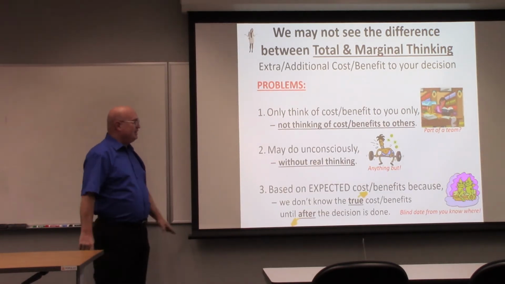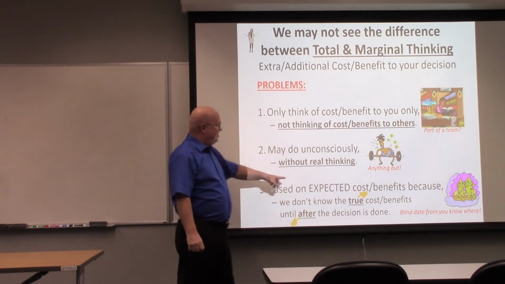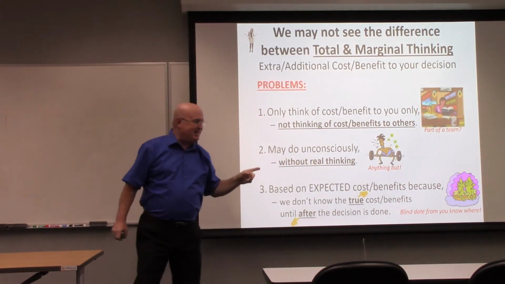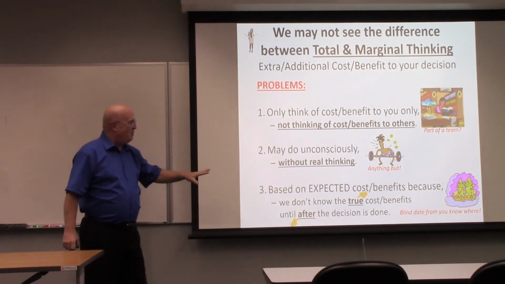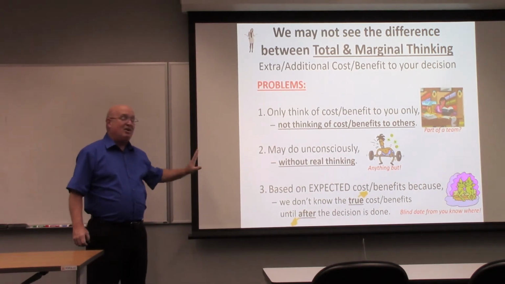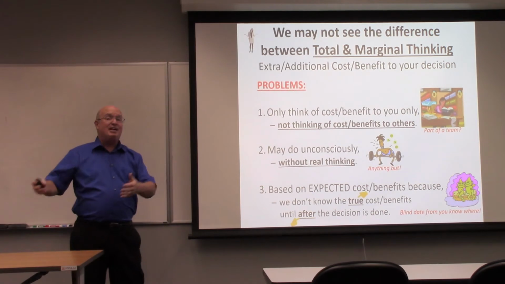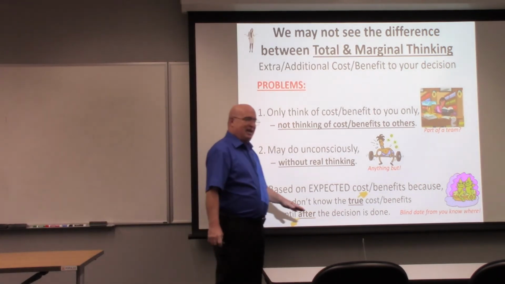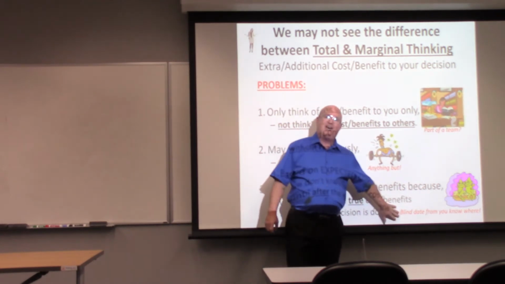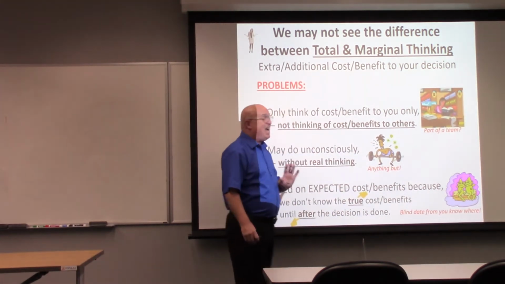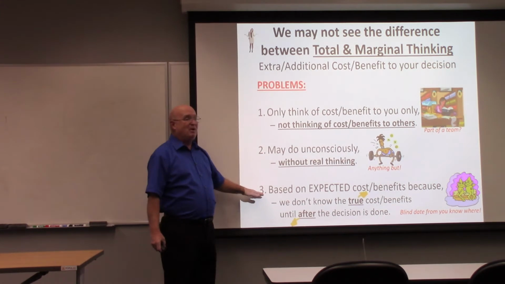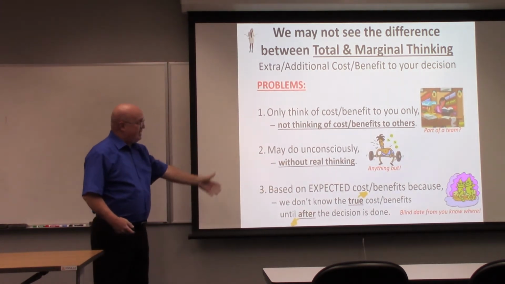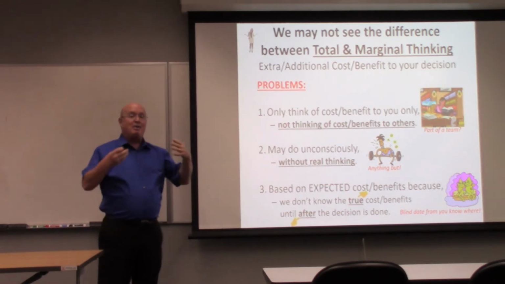And then, of course, remember, our decisions are based on expected costs and benefits. Remember that date? We don't know if it's going to be good or not until after it actually happens. So the point is, anybody ever been on that blind date from you know where? It might not be a good thing. We're basing it on one thing, but hey, life happens. So these are the three things, generally speaking, that might be our problem.